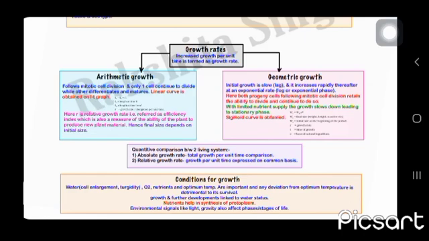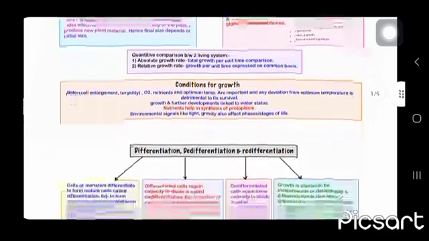Quantitative comparison between two living systems: absolute growth rate is the total growth per unit time comparison, whereas in relative growth rate, growth per unit time is expressed on a common basis. Conditions for growth: water, cell enlargement, turgidity, O2, nutrients and optimum temperature are important, and any deviation from optimum temperature is a determinant to its survival. Growth and further development are linked to water status.